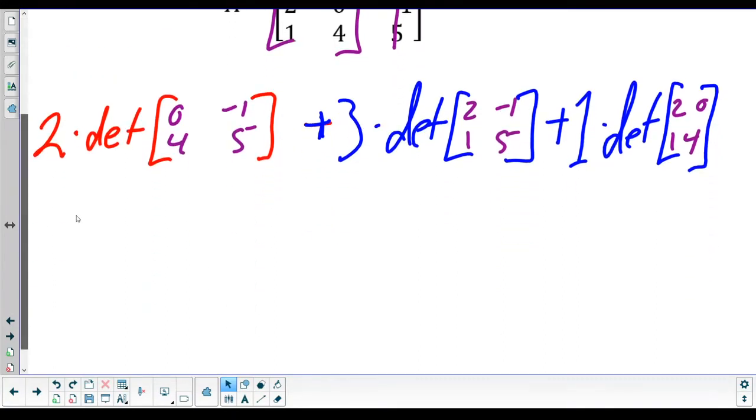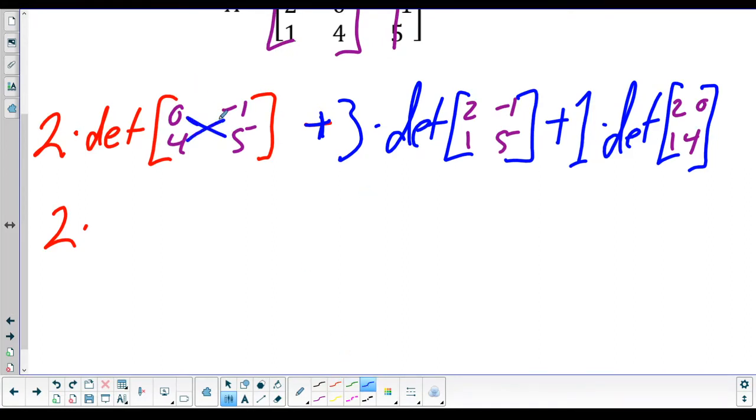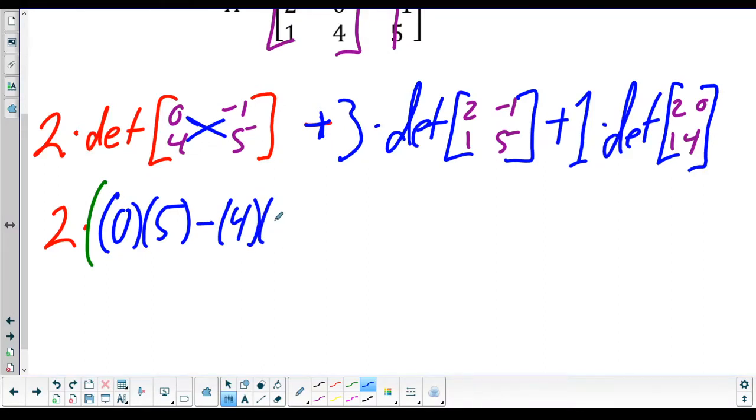All right, we have the problem set up. Now let's go and simplify this thing. So I'm going to just bring down the coefficient. So we have 2 times the determinant of a 2 by 2, which is A times D minus B times C. So this is going to be, let me put this inside some parentheses, 0 times 5 minus 4 times -1. All right, that's the determinant of this matrix.